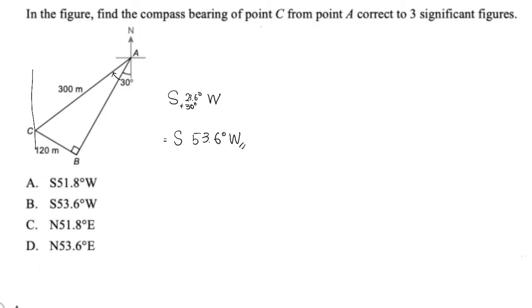For this one, you have to find out this theta because you want to find out the bearing from A to C. So we put the cos here, and then you want to find out this angle. This angle, you can find it by using sine theta, and then you find out theta equals 23.6. So at the end, this bearing will be 53.6 degree W.